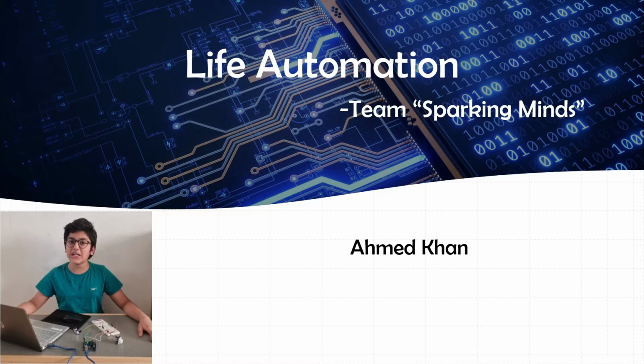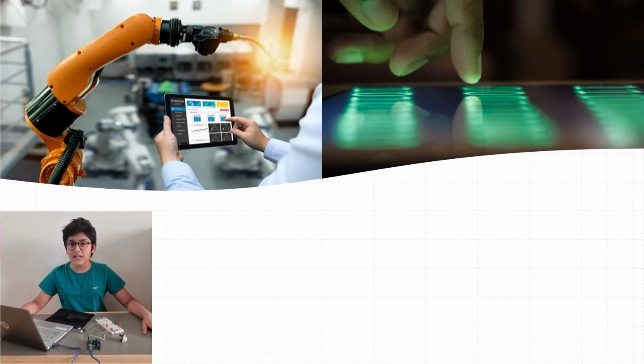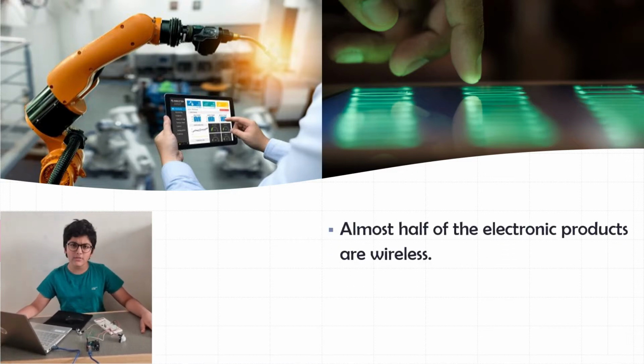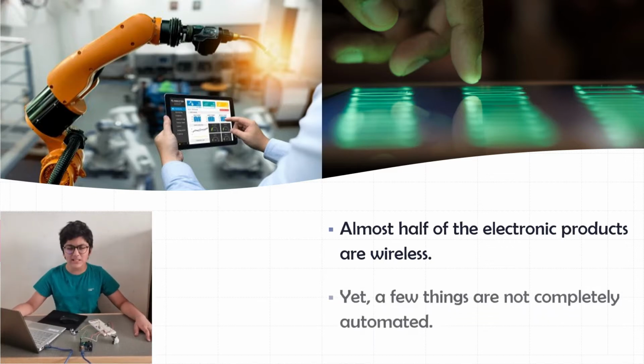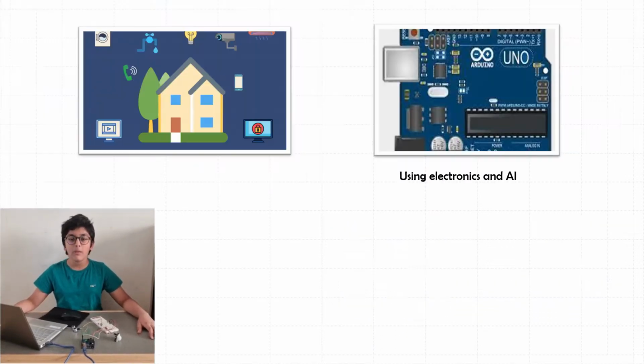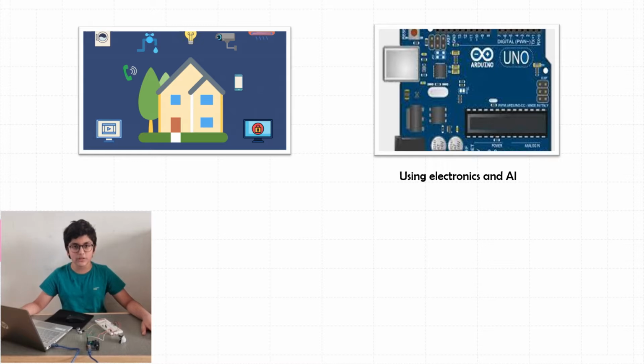The name of my project is Life Automation and the name of my team is Sparking Minds. My project aims at automating life. Almost all things nowadays are wireless and are done just by clicking a button. But not all things are completely automated. My project aims at this subject.